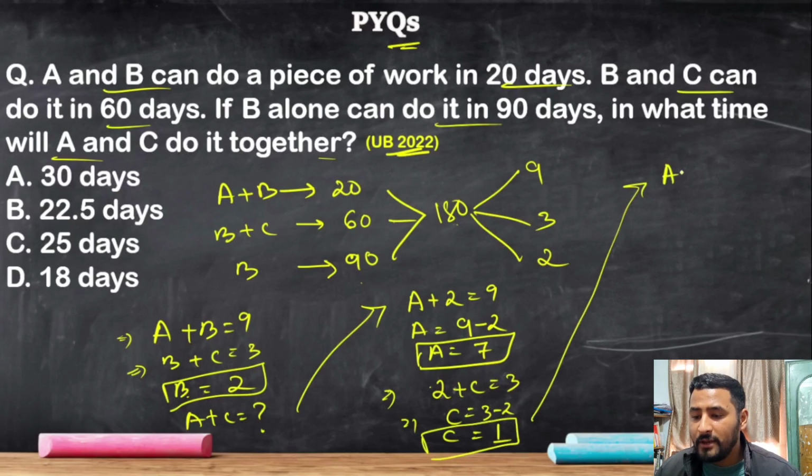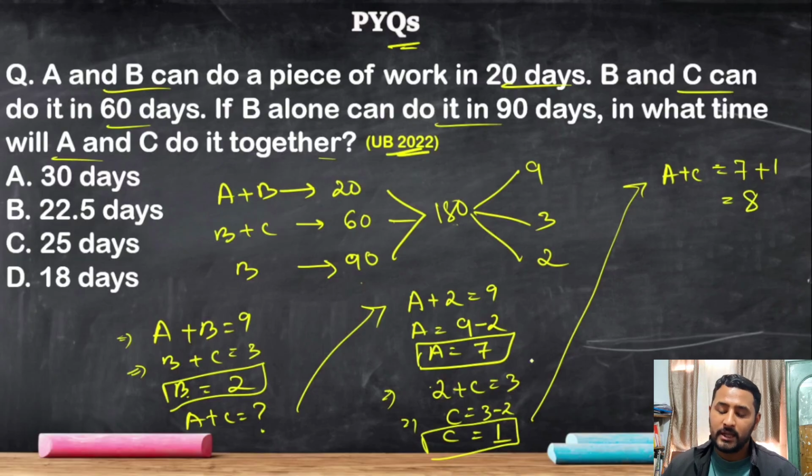We need the value of A plus B. Get the efficiency. Oh, sorry, A plus C. A and C will be how much? 7 plus 1, which will be 8, right? C is 1, and A is 7. So you got the efficiency of A plus C. Now get the time. So time of A plus C will be how much?